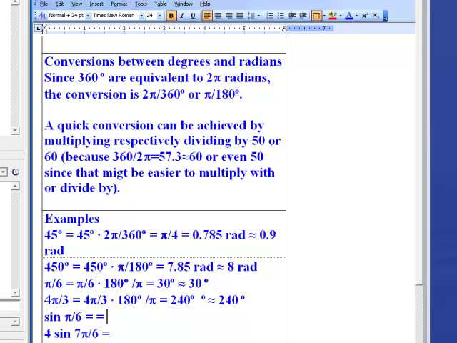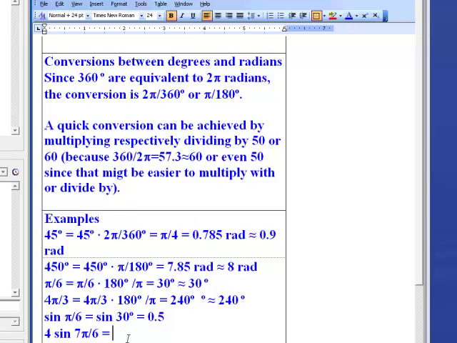Okay, sine pi over 6. Well, pi over 6 is the same as 180 over 6, so we're going to have 30 degrees. Sine of 30 degrees, we have that memorized as 0.5.